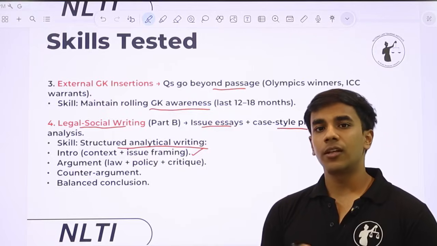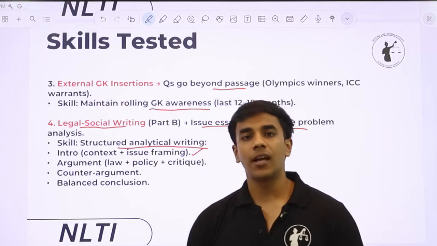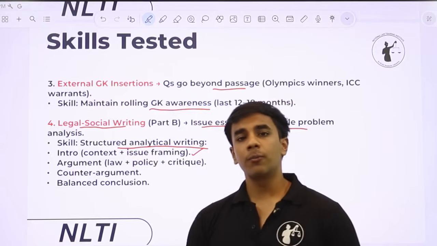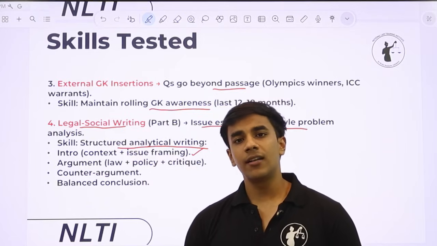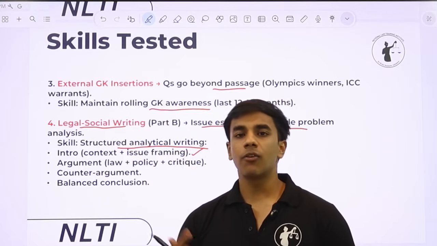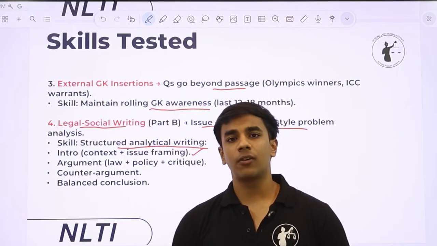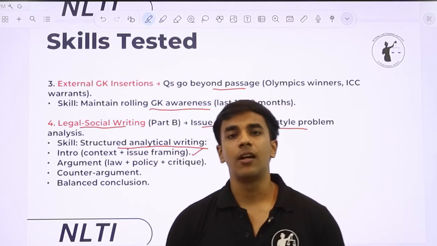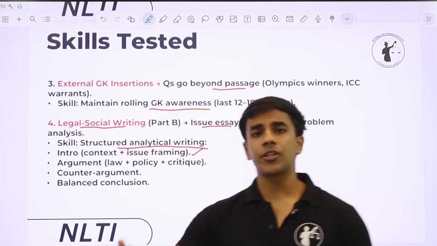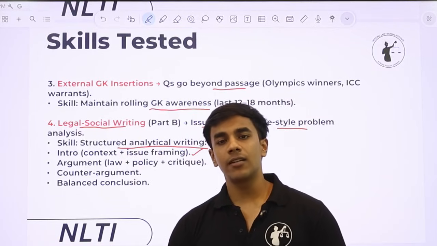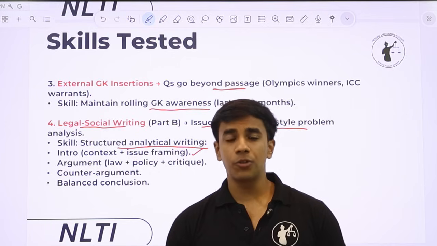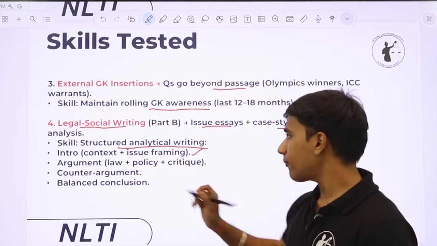Issue framing is very important. For example, in the murder question that I talked about, an appropriate issue for that question would be whether A can claim a general defense of insanity, instead of framing a very generic issue of whether A is liable for murder. Whether A is liable for murder is the question that you are answering, but the issue that you are framing is whether A can invoke the general defense of insanity. So this is how issue framing becomes very important.